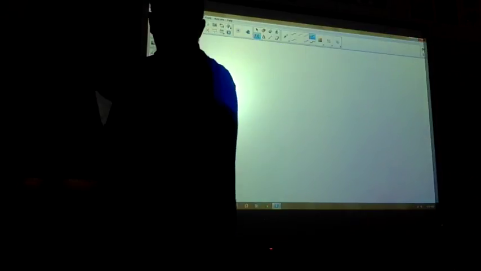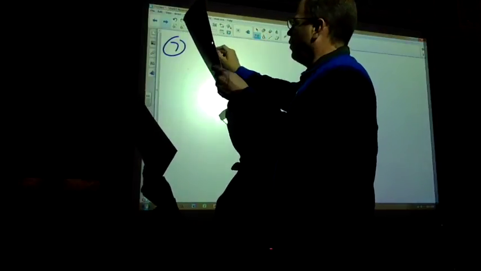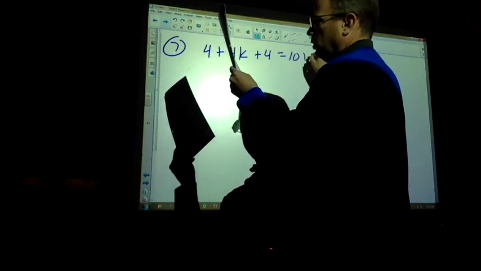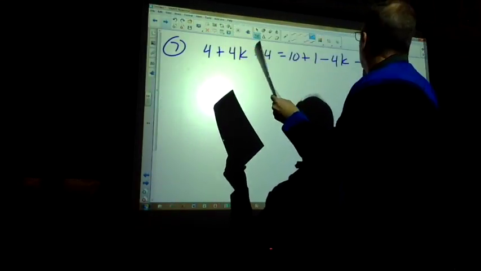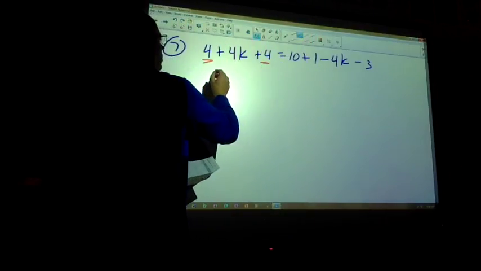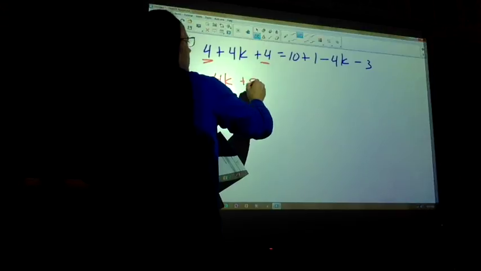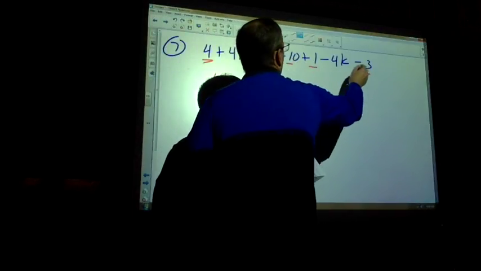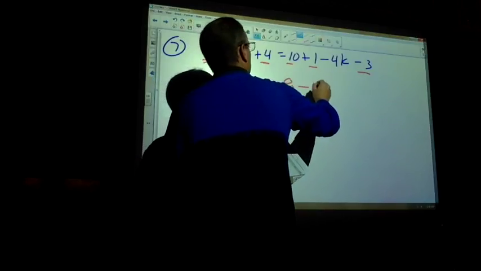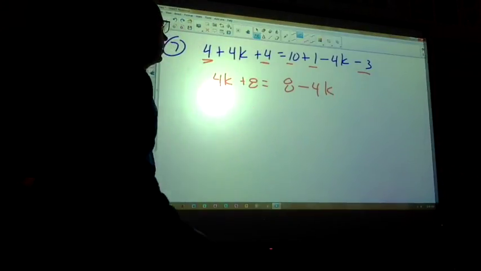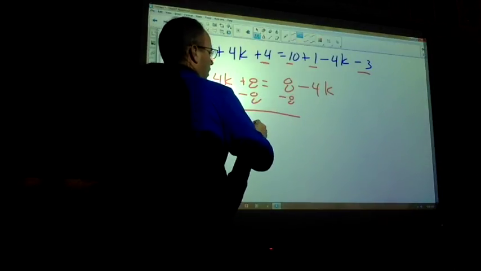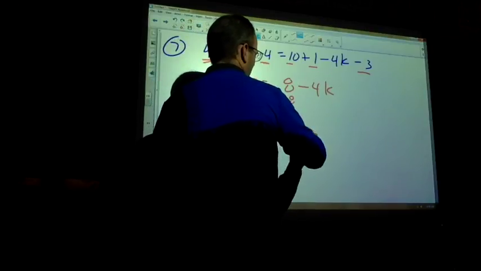Number 7. We get 4 plus 4k plus 4 equals 10 plus 1 minus 4k minus 3. Okay, we have a whole bunch of like terms. So I'm going to combine those together real quick. So I get 4k plus 8. And then I have here, here, and here. That gives me 11 minus 3, which is 8. Is that right? Okay. Looks like if I subtract 8 from both sides, now I'm going to get 4k is equal to negative 4k.